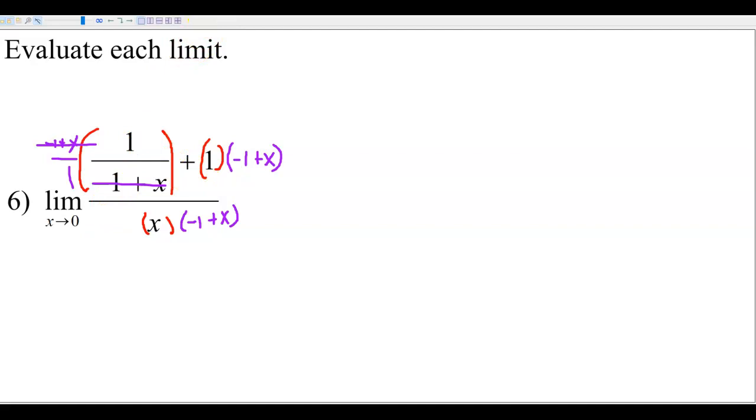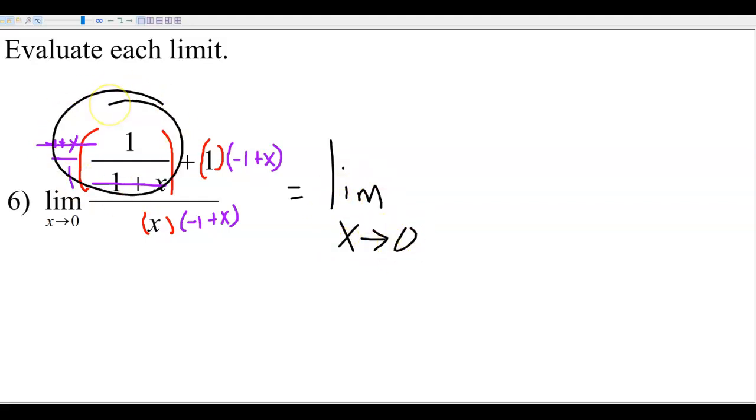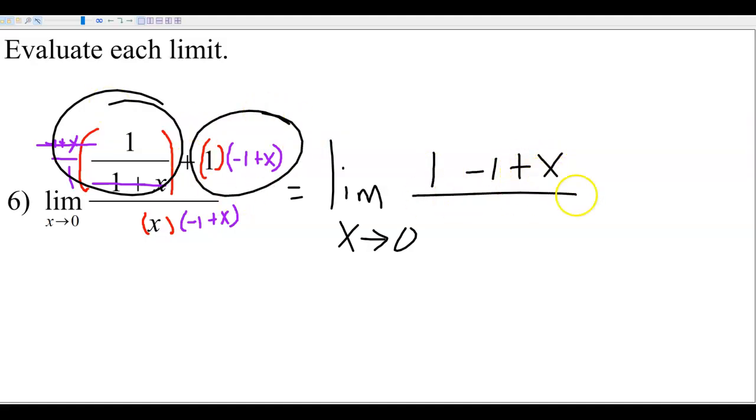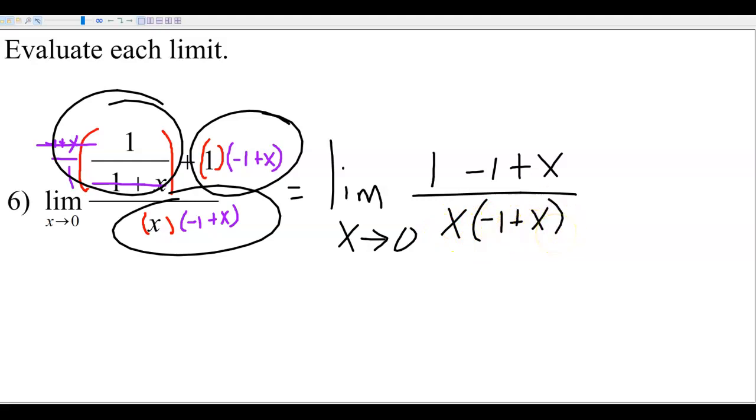All right, and as a result, we're going to have a different looking limit now. We're going to have the limit as x approaches 0. What's going to be left here now is just a 1. Here, we're going to be left with minus 1 plus x. And here, if we distribute on the bottom, well, actually don't distribute on the bottom here in this case. You'll see why in a minute. We get that. And now what we're going to do is simplify. So the 1's cancel out.